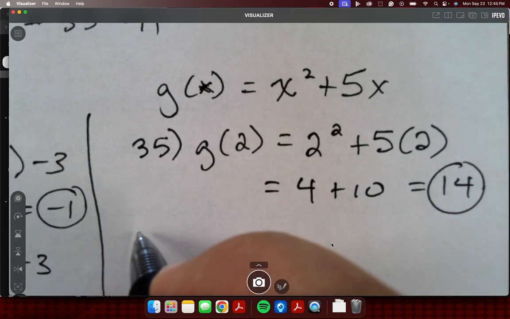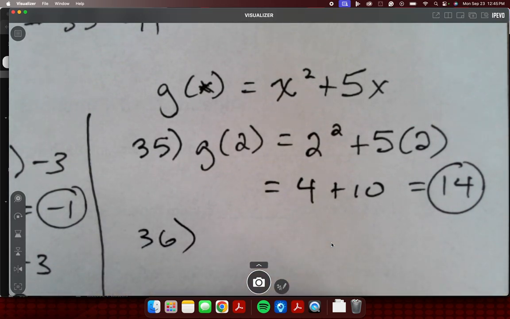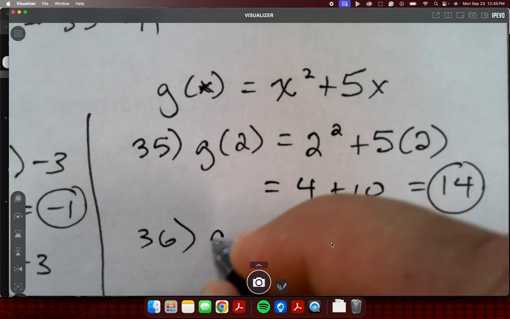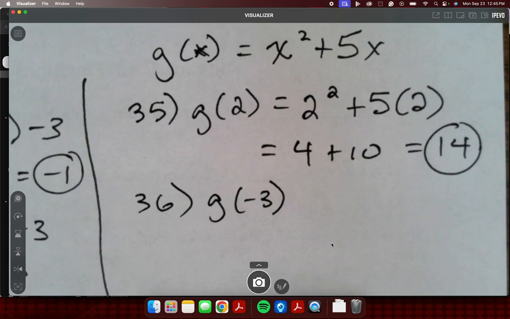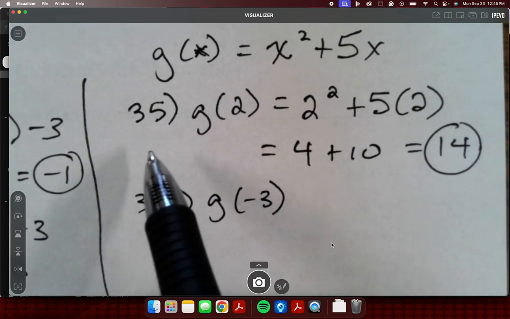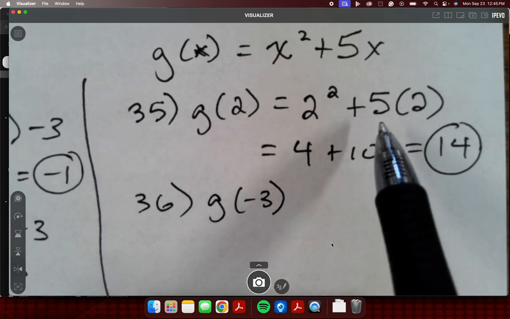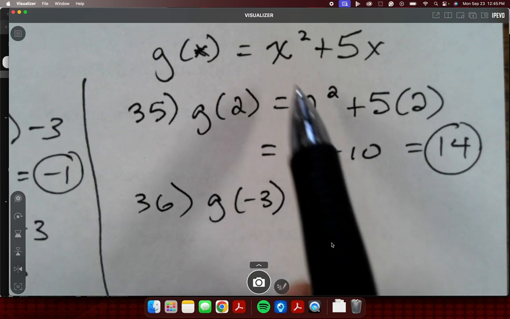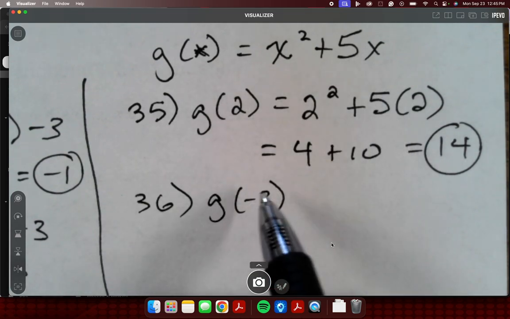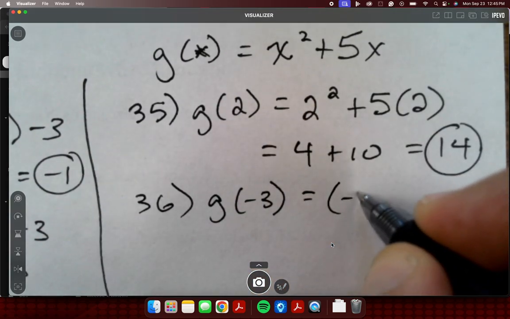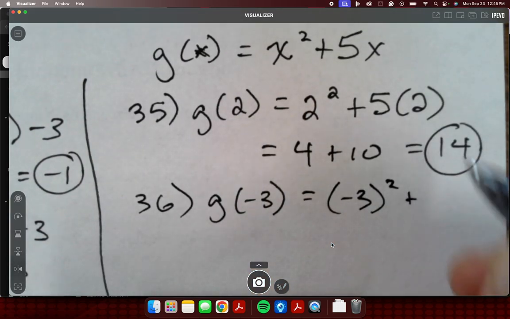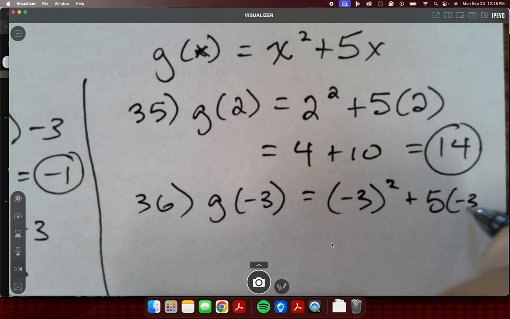Now 36 is also asking about g. It's saying what is the value of the function g when x is equal to negative 3. So I do the same thing I did on number 35, except instead of plugging in 2 for x, I plug in negative 3 for x. So x got squared, so now negative 3 gets squared. X got multiplied by 5, so now negative 3 gets multiplied by 5.